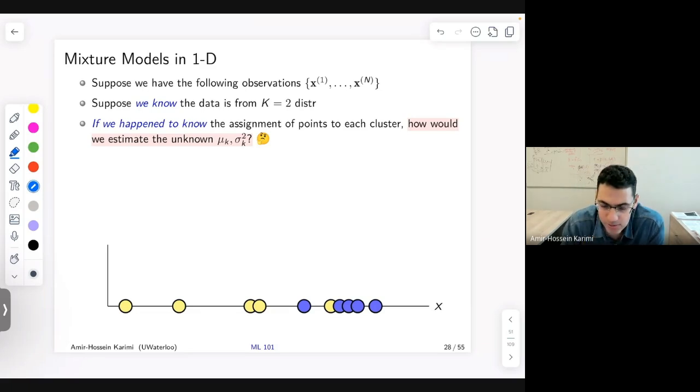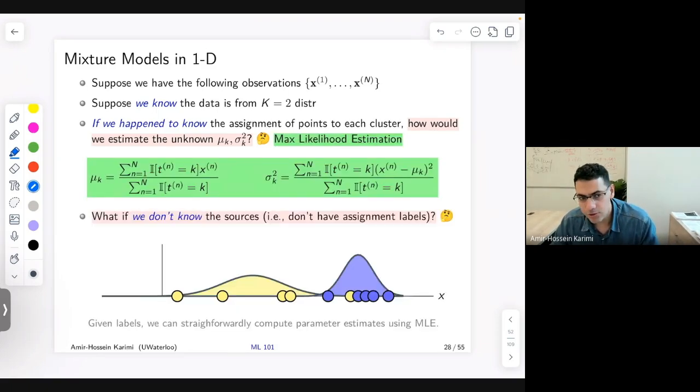How did we do this yesterday? We said there turn out to be closed form expressions, the maximum likelihood estimates for the mean and the variance of a Gaussian distribution. We had this complicated looking expression, but really it's just a bunch of indicators saying, does the point belong to cluster k? If so, then take the empirical mean as the maximum likelihood estimate, and take the empirical variance as the maximum likelihood estimate of the variance. All straightforward stuff from what we've done last lecture.